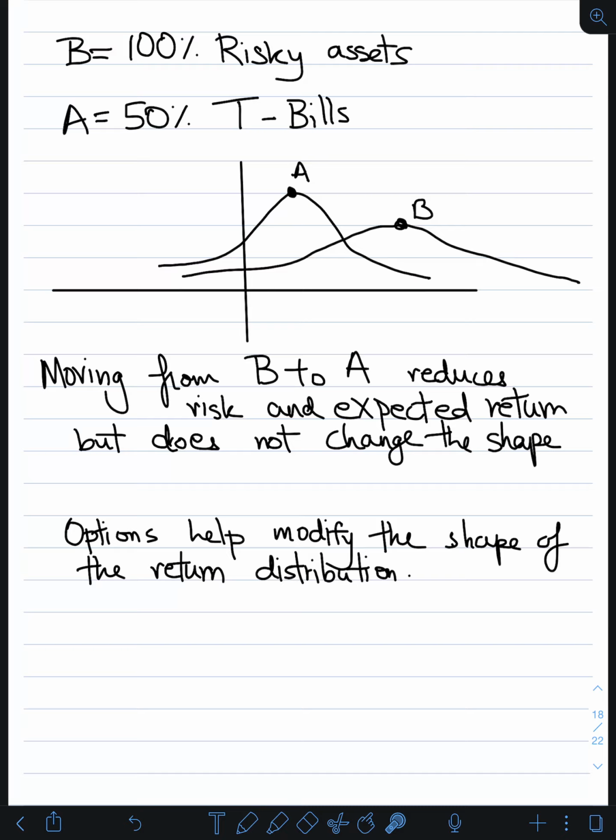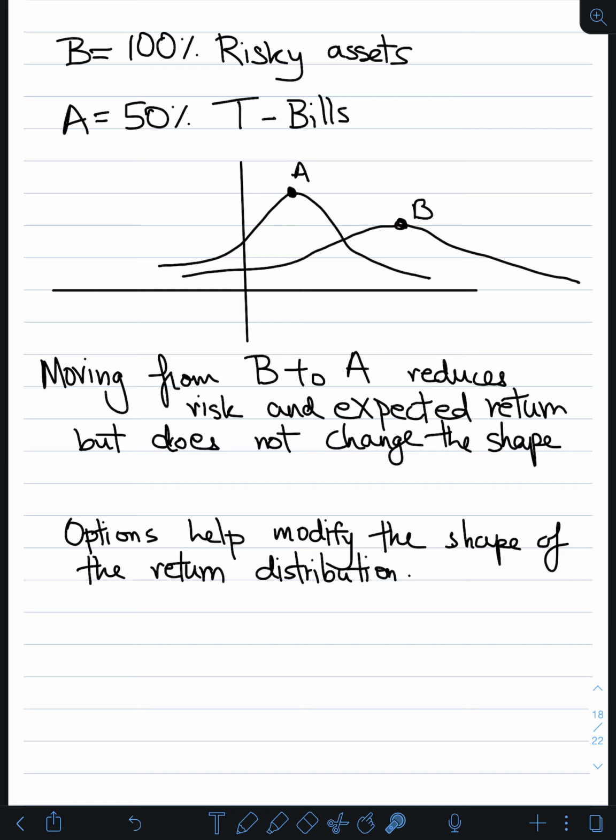If we were at point A and we substituted away some of that risk for riskless assets, we'd squeeze our curve a little tighter. So this is wider, this is a little tighter, and it goes up. But we've lowered our expected return, but the shape of these curves has still remained normal. It goes all the way to negative infinity, all the way to positive infinity. B as well goes all the way to negative infinity, all the way to positive infinity. So the shape hasn't really changed. We've just changed the risk and return pattern by moving from fully risky assets to some risky and some riskless.